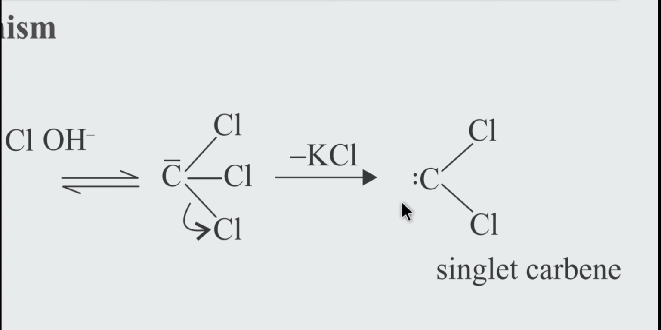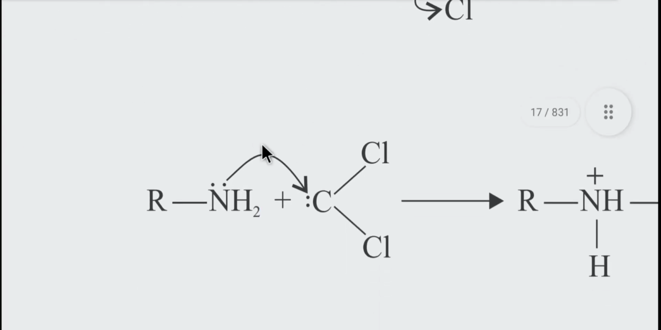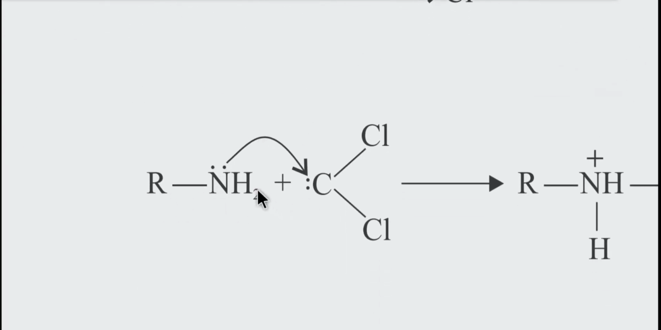It will react with the alkyl amine, so the reaction will be like this. Here is one alkyl amine. You should know the structure of singlet carbene: carbon has four orbitals. Two are bonded with chlorine, one is not vacant because it has a lone pair, and one is really vacant. So the lone pair will attack this vacant orbital.